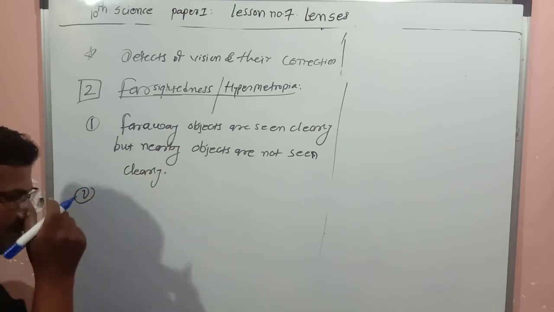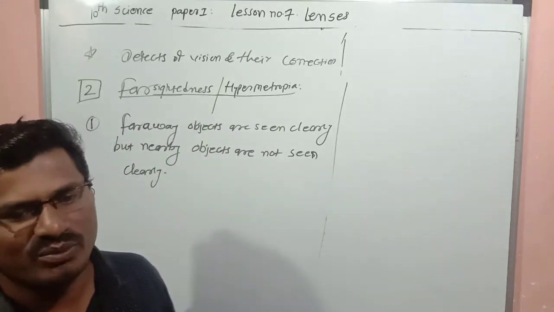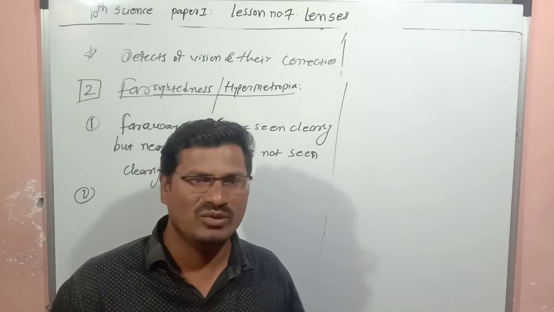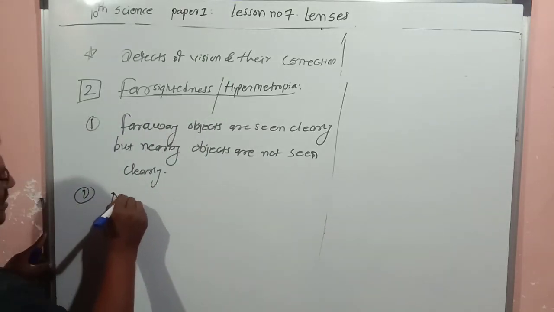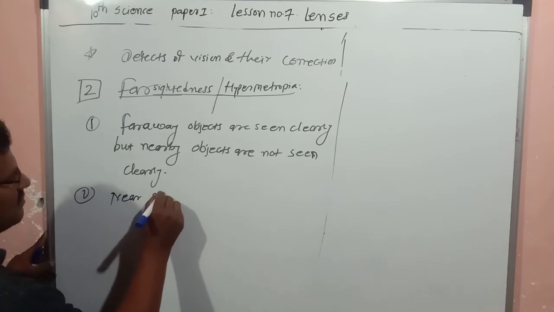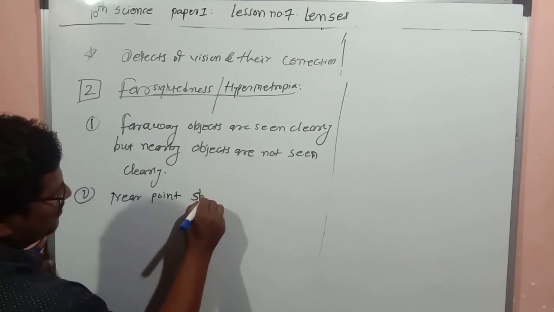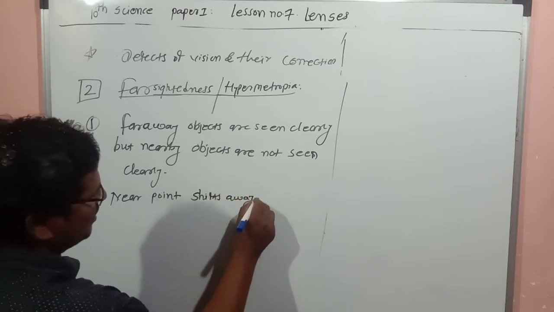Second point is related to the near point of the eye. The near point of the eye, which is 25 centimeters, shifts away from the eyes.